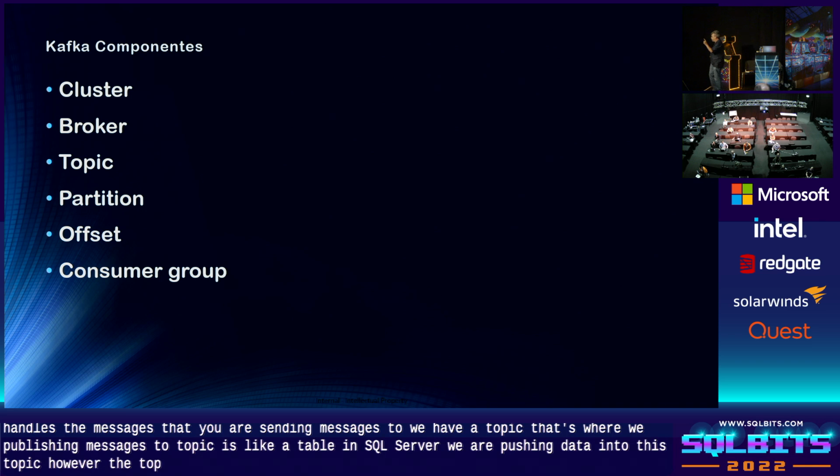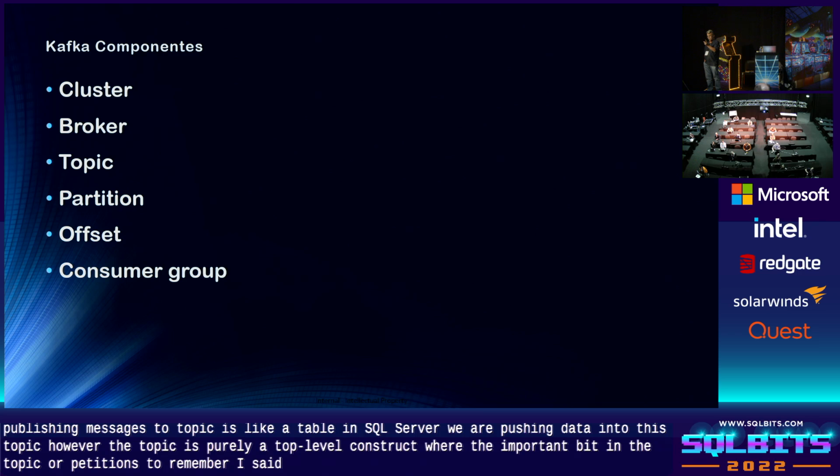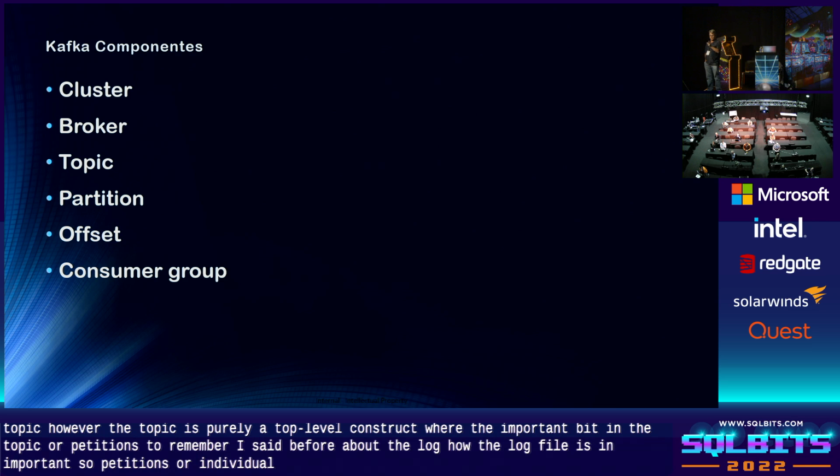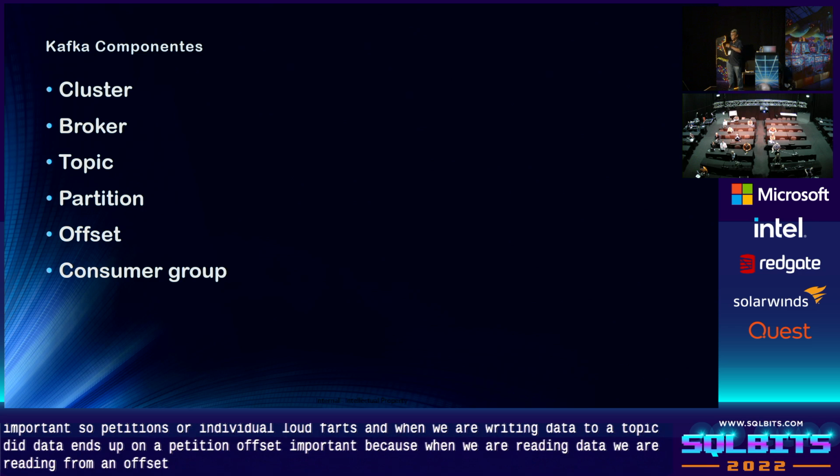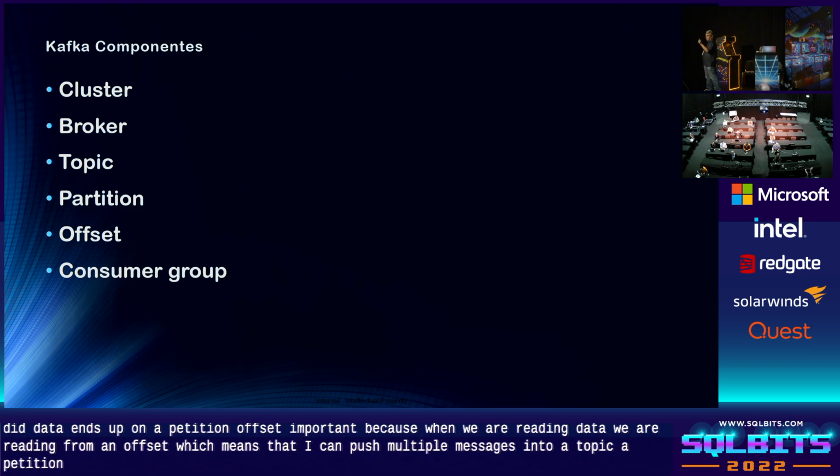However, the topic is purely a top-level construct, where the important bit in the topic is the partitions. Remember I said before about the log, and how the log file is important. Partitions are individual log files, and when we are writing data to a topic, the data ends up on a partition. We have an offset, which is important, because when we are reading data, we are reading from an offset. That means I can push multiple messages into a topic partition, and multiple people can read these messages without having to duplicate them.